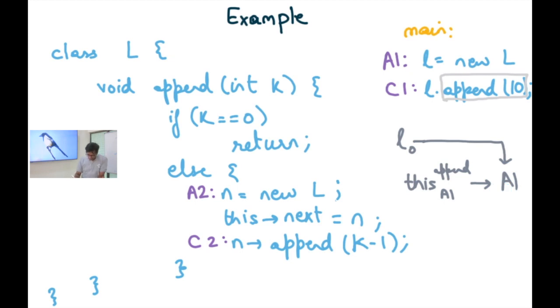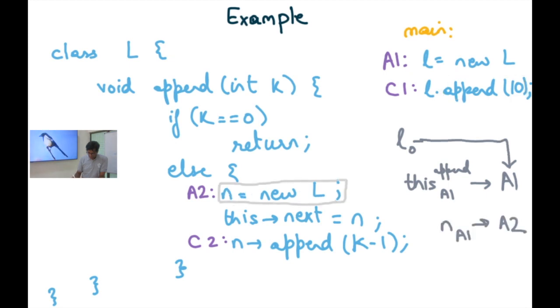Okay. Now we transfer across if k equals 0. That's not going to do much. We transfer across return. It's not returning a value, so that's not going to do much. But let's look at this transfer function here. So when I look at n equals new capital L, I'm basically evaluating the append function in the context of L, which is actually A1, because L could point to A1.